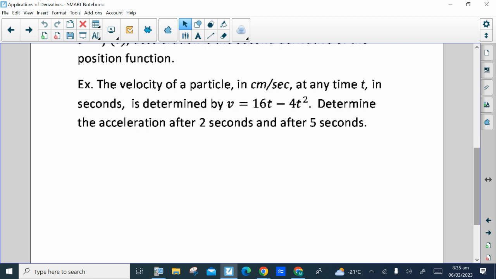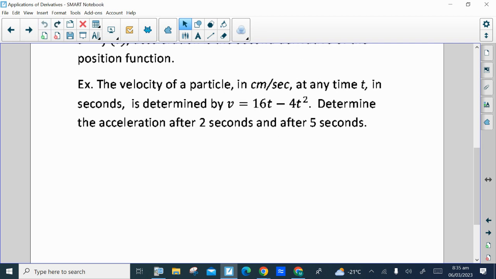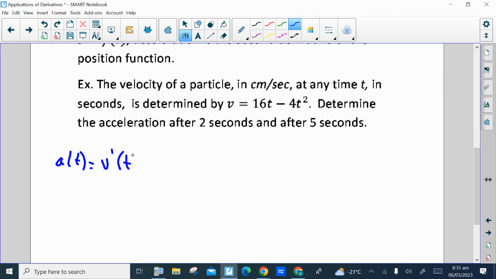So this first example says the velocity of a particle in centimeters per second at any time t in seconds is determined by that equation. So we're given the velocity in this case. So the acceleration then is the derivative of the velocity function. So acceleration in terms of t will be the derivative of the velocity function.